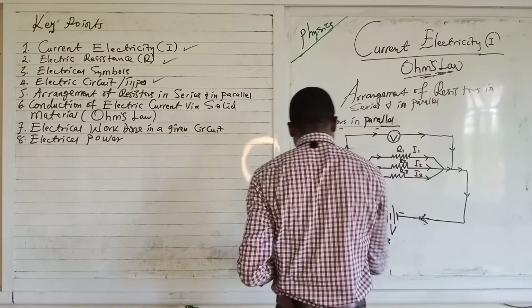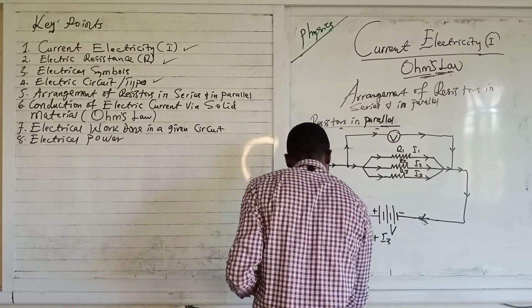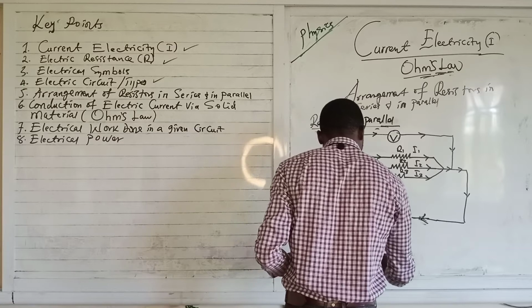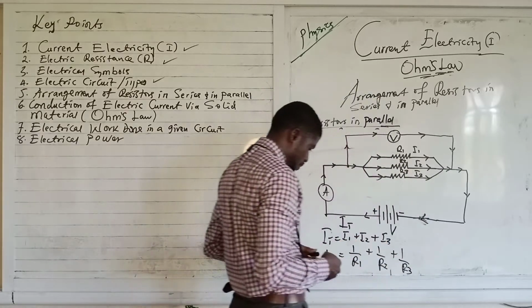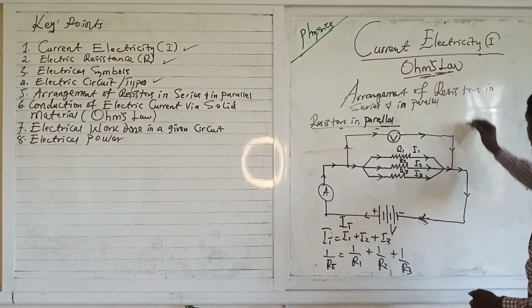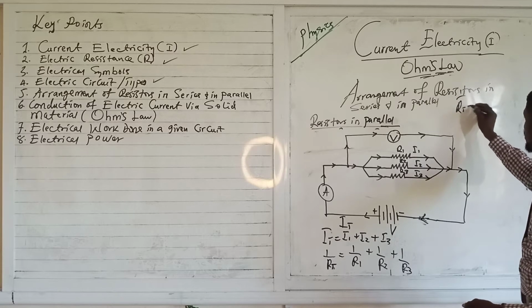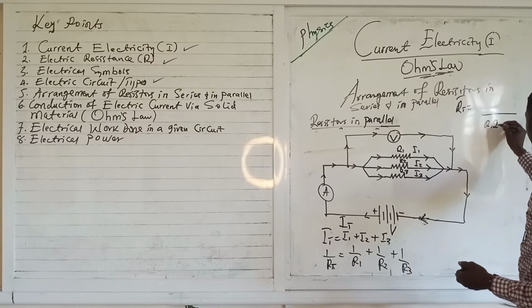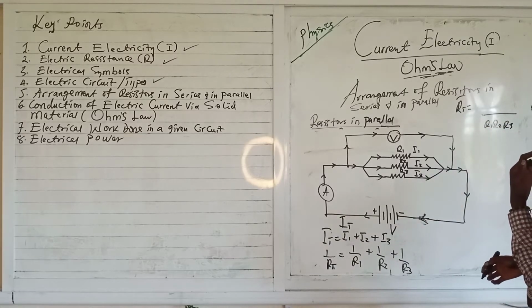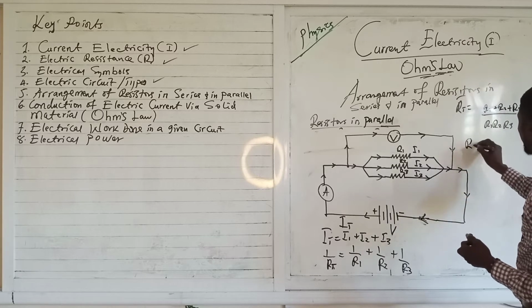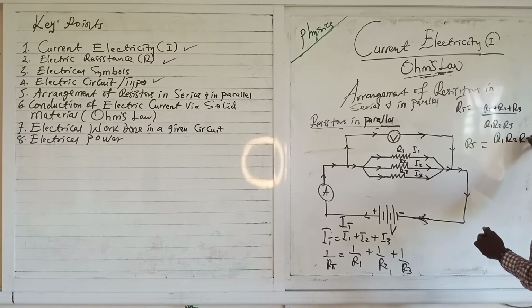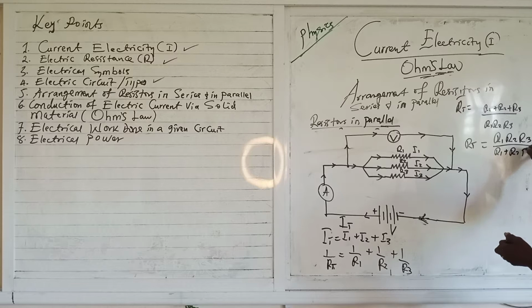Now, you're going to have the same voltage. So the combined resistance in the circuit will be 1 over RT equals 1 over R1 plus 1 over R2 plus 1 over R3. If you want to find the total resistance, you find the reciprocal of this. Working it out with the LCM, R1 R2 R3, you have R1 plus R2 plus R3, so your RT is R1R2R3 divided by R1 plus R2 plus R3, all in ohm.